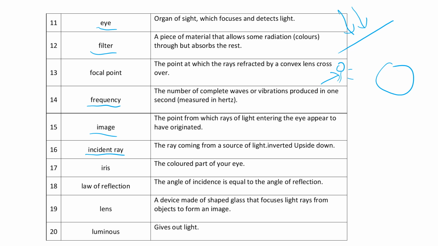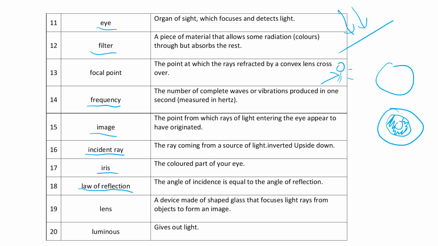The coloured part of the eye, so that's the front of the eye there, there's the pupil, the pretty coloured bit there, right, I'm going to do it blue eyes, that's the iris. The angle of incidence is equal to the angle of reflection, is the law of reflection.